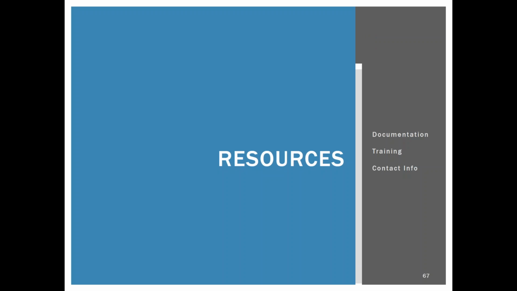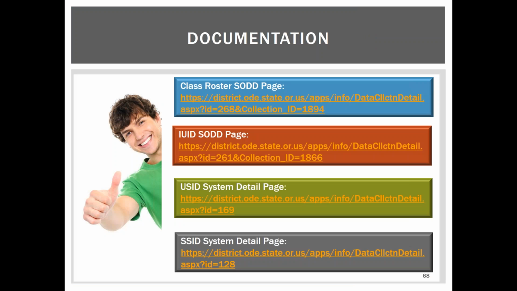Okay, last I'm just going to give you some resources and then we'll be good to go. So here are all of the URLs for different pages you might need: the class roster schedule of due dates, IUID schedule of due dates, USID, system details, basically schedule of due dates, same with SSID. And that can give you all the information you ever wanted to know about these collections that we have. The class roster manual can also be found on the class roster schedule of due dates or the class roster resources page, and I have that linked in your materials here.